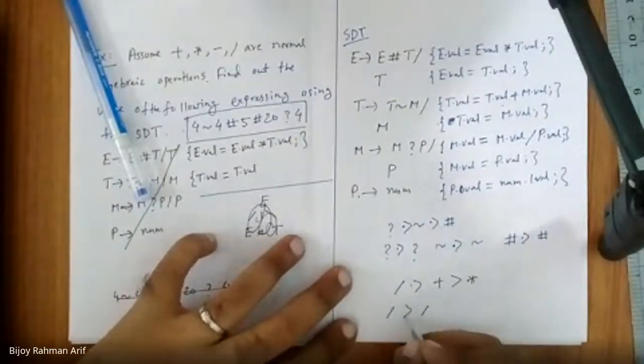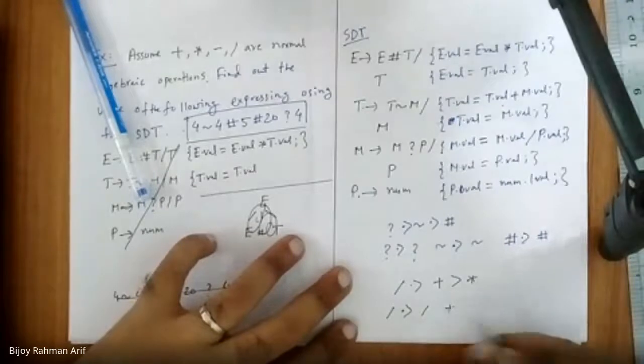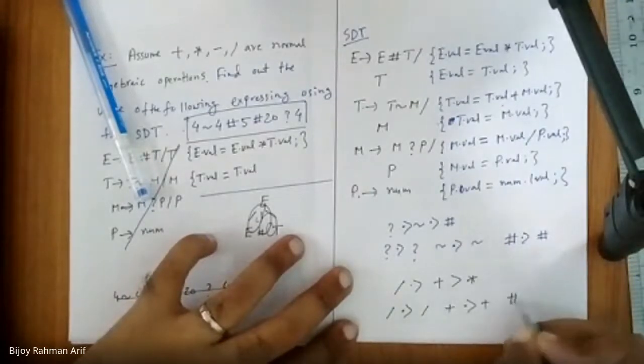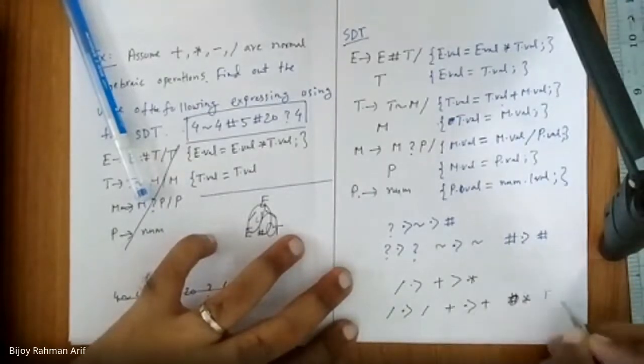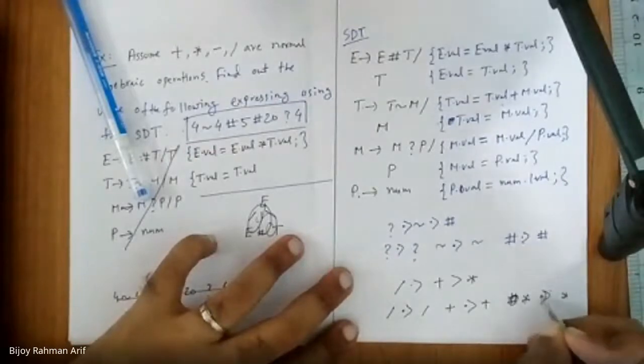Division and division, left associative. Plus and plus, left associative. Star and star, left associative. Now change it.